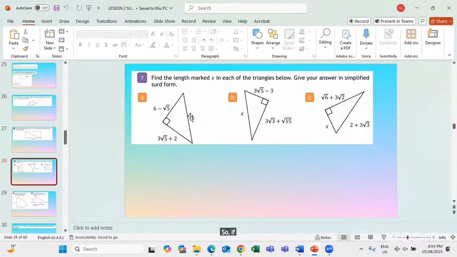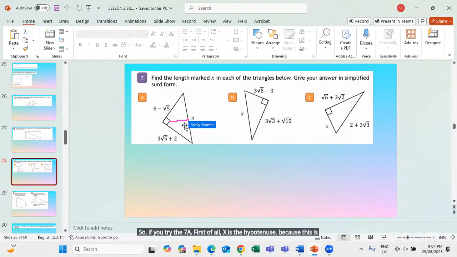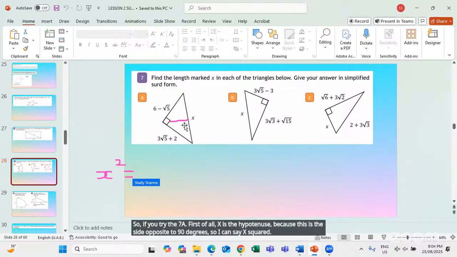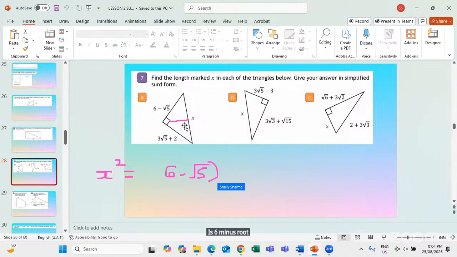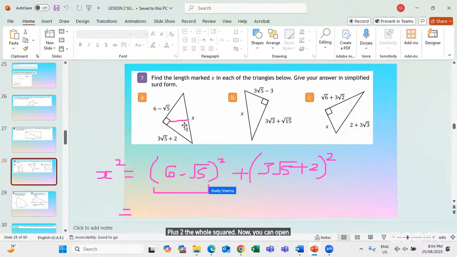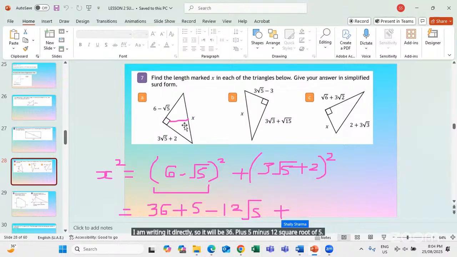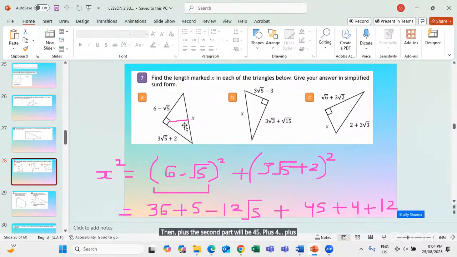So if you try 7a, first of all, x is the hypotenuse because this is the side opposite to 90 degrees. So I can say x squared is (6 minus root 5) squared plus (3 root 5 plus 2) the whole squared. Now you can open these brackets. (a minus b) times (a minus b), FOIL method. I hope you all understand that. I am writing it directly. So it will be 36 plus 5 minus 12 square root of 5. Then the second part will be 45 plus 4 plus 12 root 5.